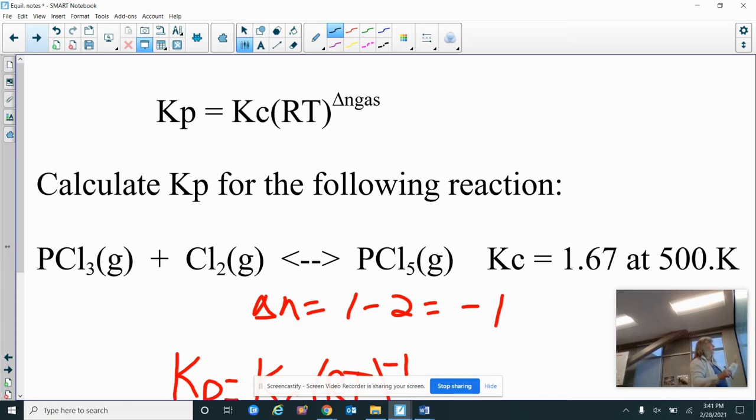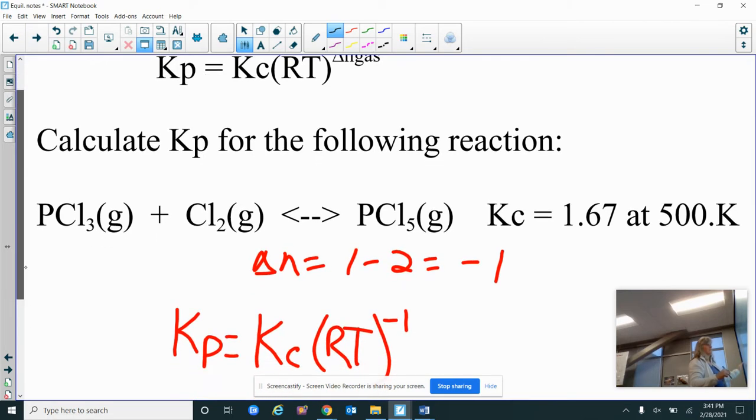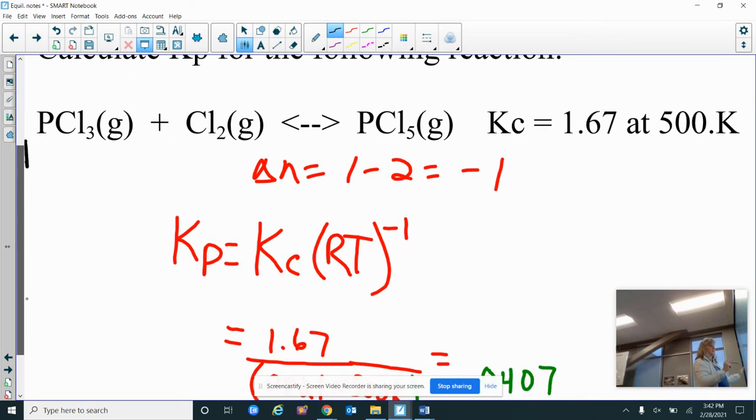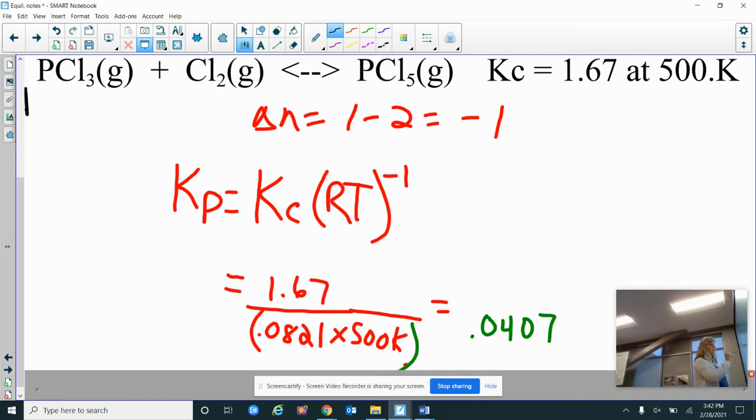So now to calculate the Kp, we need to know what the delta n is. Well, there's 1 mole of gaseous product, and there's 2 moles of gaseous reactant. So 1 minus 2 is -1. So delta n is -1. So again, looking at the formula, Kp equals Kc times RT to the -1. Kc is 1.67, and then the R and the temperature are to the -1, so that's the same thing as putting them on the bottom. And so dividing that out, it's 0.0407 is the Kp when the Kc was 1.67.